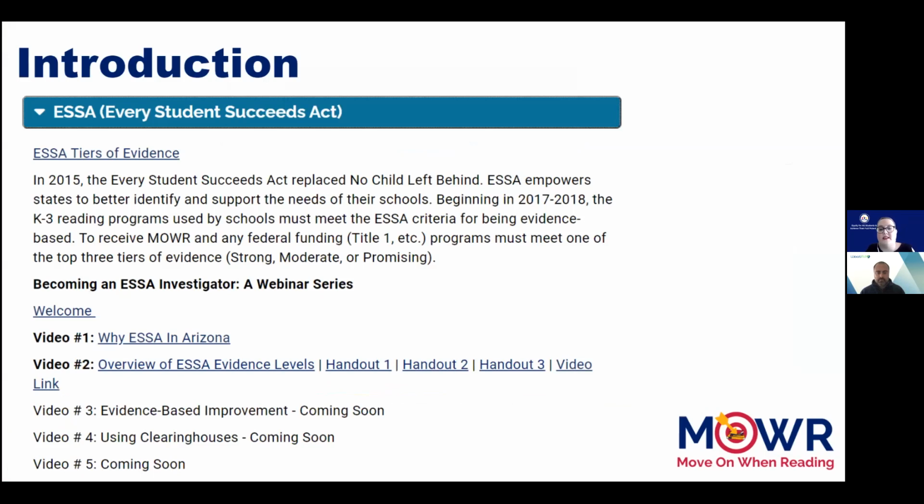We are happy to share the next phase of our ESSA informative webinar series. You are watching video number 5, which builds on information from all the previous videos. In video number 3, we talked about evidence-based improvement. In video number 4, we showed you how to use the Clearinghouse's Evidence for ESSA and What Works Clearinghouse to help you research the best evidence-based programs for your school or district. In this video, we will show you how to read a study and show you some key indicators that will help you determine the ESSA evidence level of the study. This knowledge will be invaluable as you continue your journey of becoming an ESSA investigator.